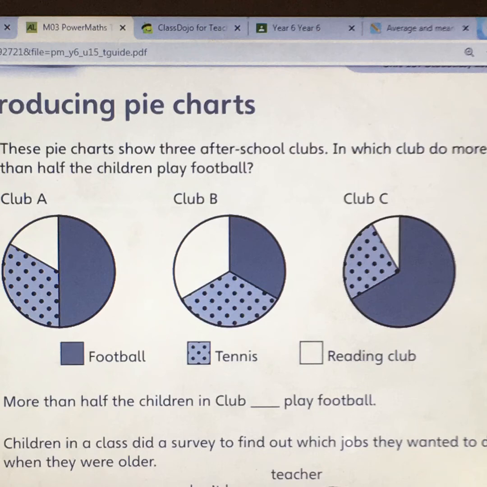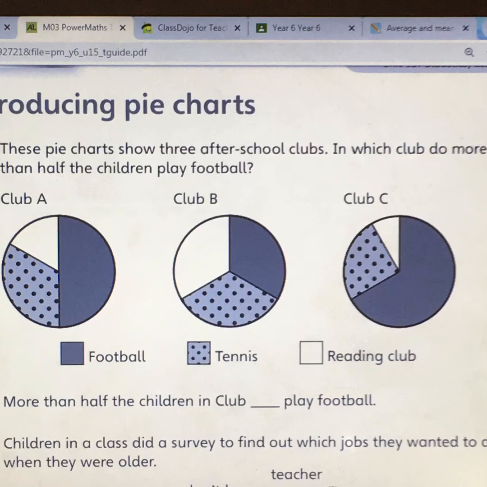Also, having just had another look at this, you could argue that Club A actually is exactly half. Now I'm looking at it, and the question said, in which club do more than half the children play football, which is why it would be C, because A is exactly half, B is less than a half, and C is more than a half.